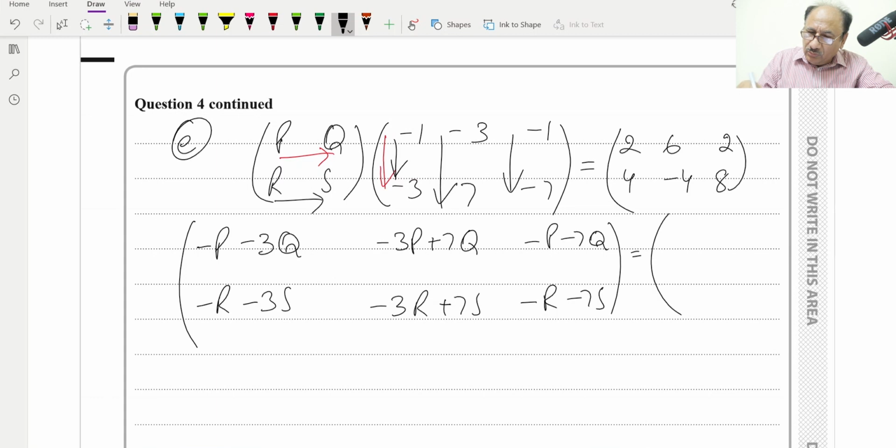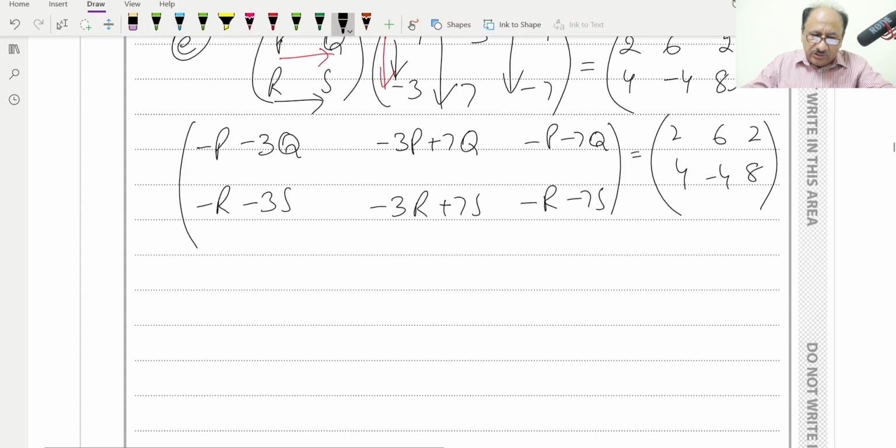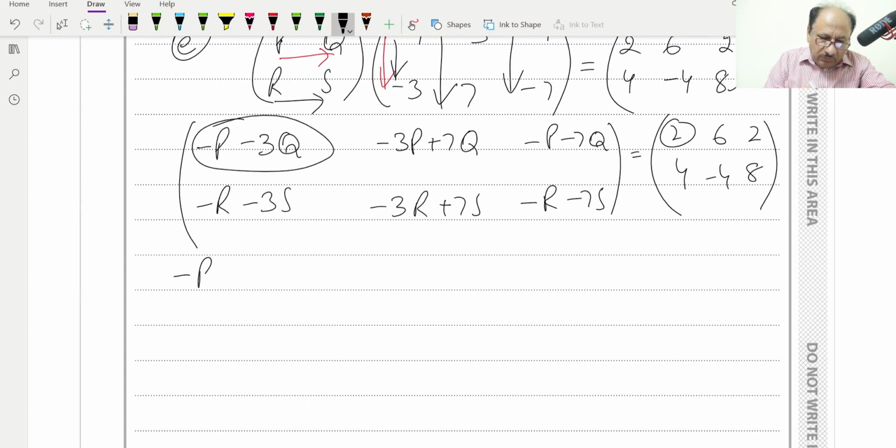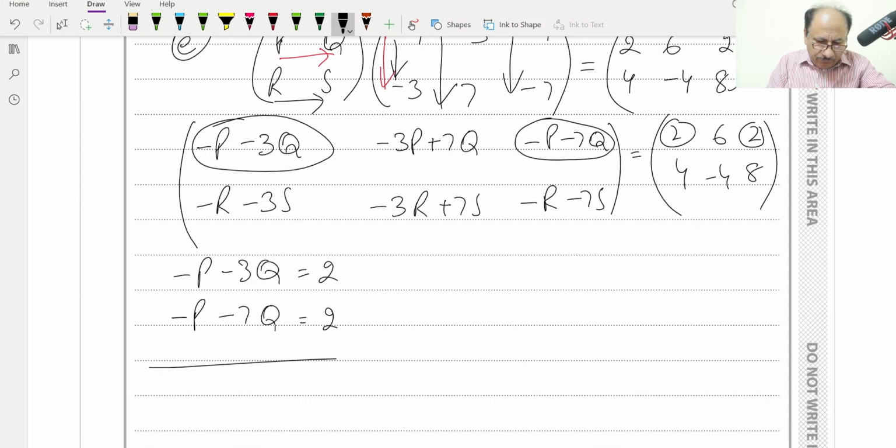This one equal to the same matrix I will copy over here, 6, 4 and 2 and 8. This should be minus 4. Okay, and now we can write the equations. We can compare. First equation we can write minus p. I'm comparing this with 2, so minus p minus 3q is equal to 2. And the second equation which I'll be choosing is this one with this one, so minus p minus 7q is equal to 2.